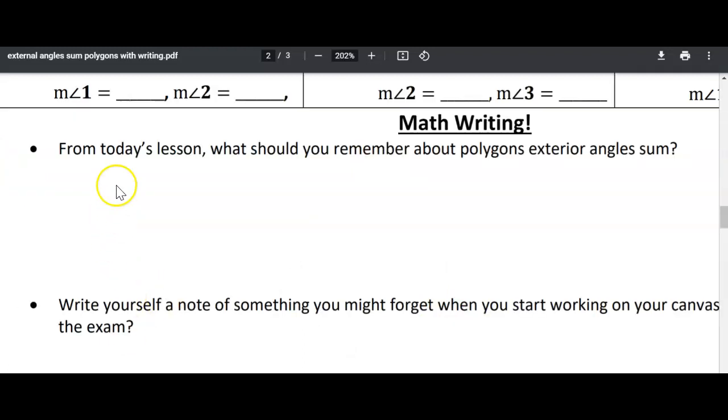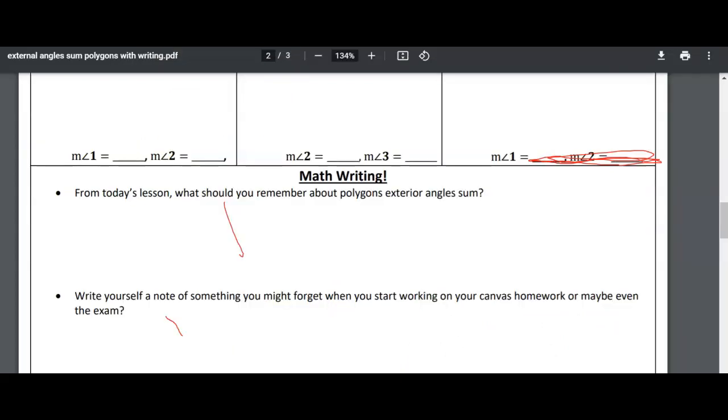Okay, on your paper from today's lesson, what should you remember about polygons and the exterior angle sums? So what is the sum of the exterior angles? Remember, they have to add up to 360 all of the time. Okay, then write yourself a note of something you might forget when you start working on your Canvas homework, or maybe even the exam, because remember, you get to use your notes. So write something that was troubling for you so that you can remember.